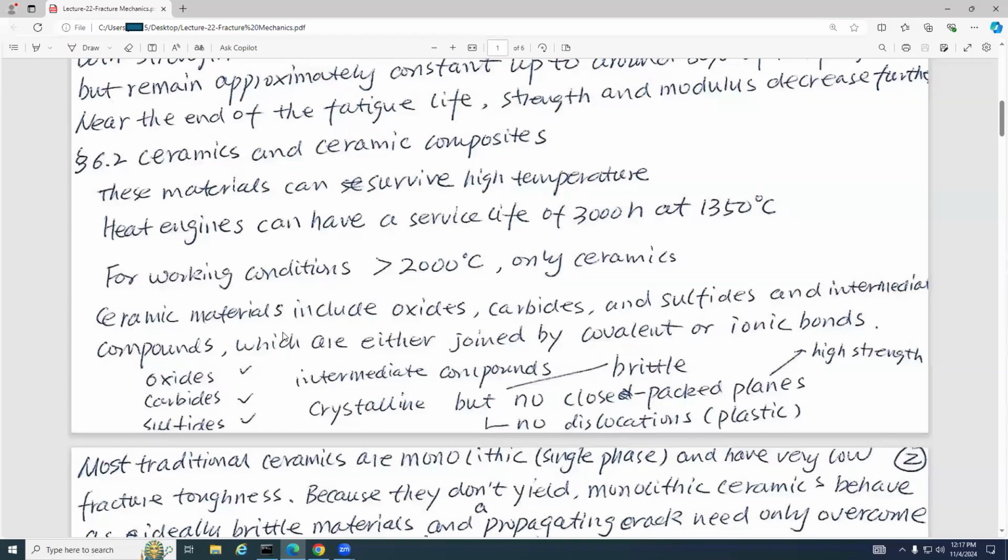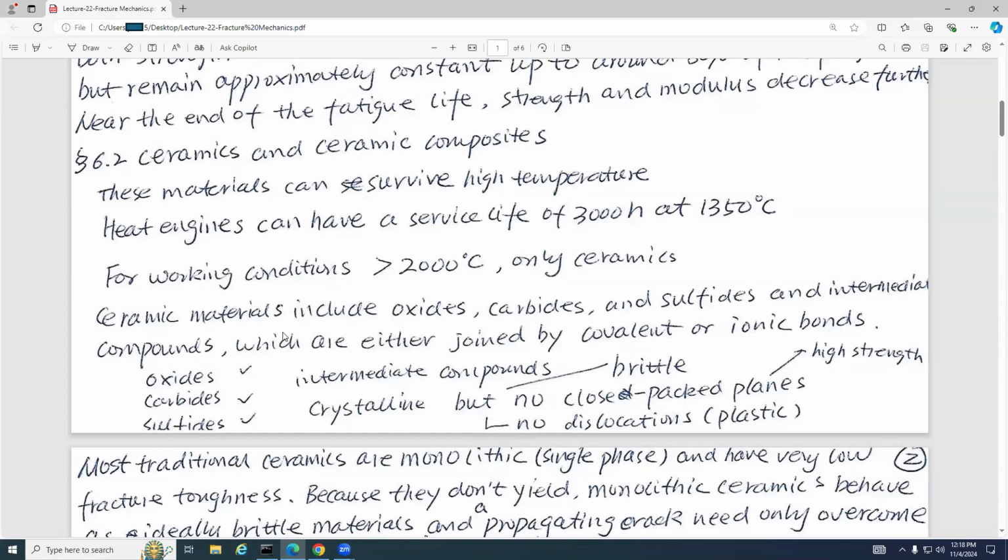Some engines are still made of titanium alloy, but if the temperature is very high, they need to use the ceramics. These heat engines can have a service life at this high temperature of about 3,000 hours. So this is a very good material candidate. And for working conditions, if the working conditions are greater than 2000 degrees C, only ceramics can fulfill this requirement; metals cannot.